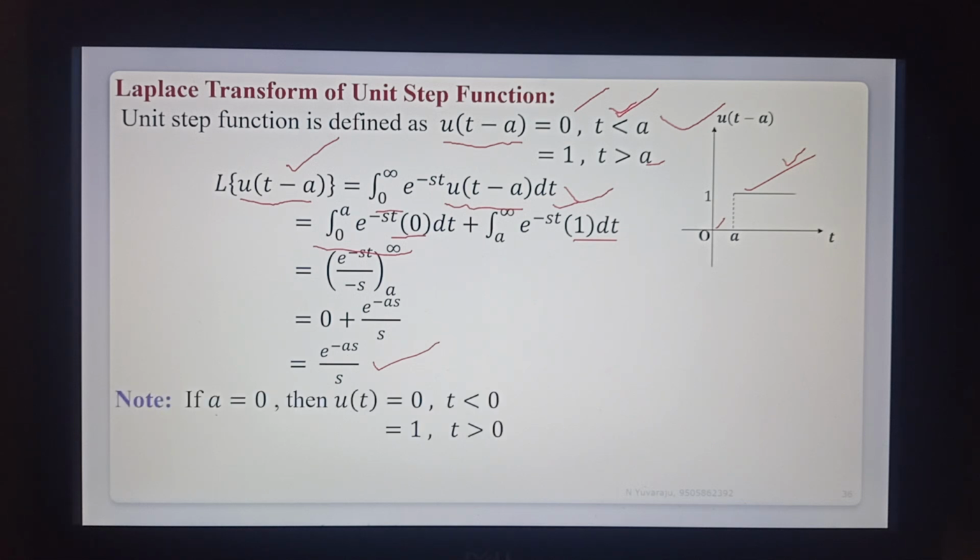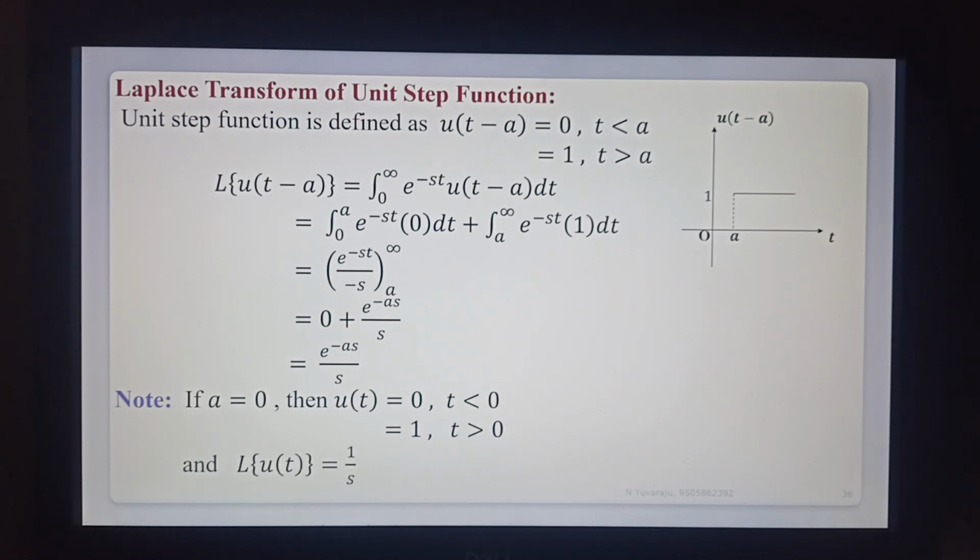So see the note: when a is equal to 0, the unit step function is defined as u of t equal to 0 when t is less than 0, and equal to 1 when t is greater than 0. So this is the unit step function when a is equal to 0. In this case, the Laplace transformation of u of t is equal to 1 by s. The other one is the Laplace transformation for u of t minus a. Only when a is equal to 0, the Laplace transform is equal to 1 by s.